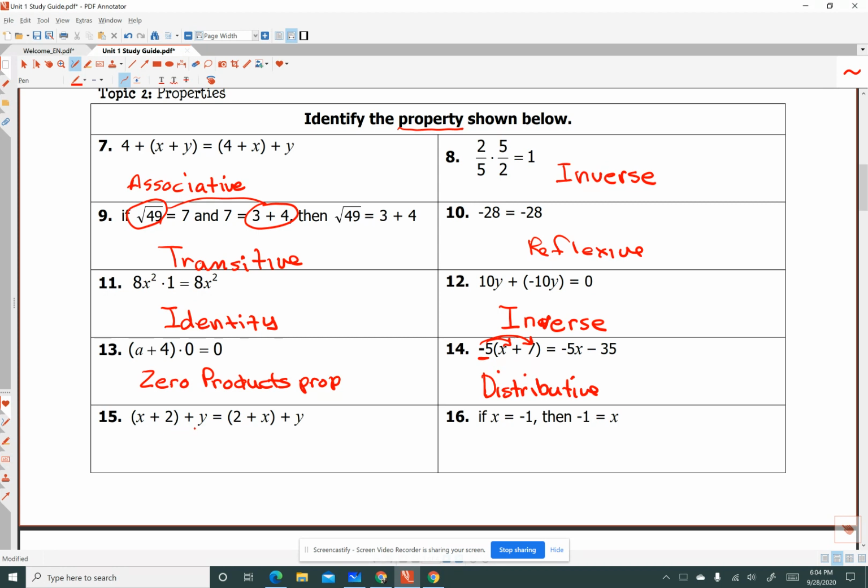And x plus 2 plus y equals 2 plus x plus y. That's the commutative property, where order does not matter. And if x equals -1, then -1 equals x. That's the symmetric property.